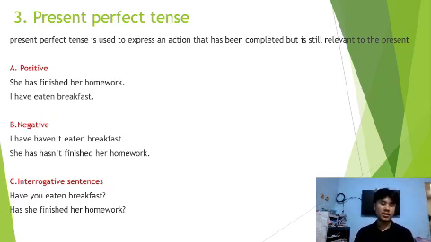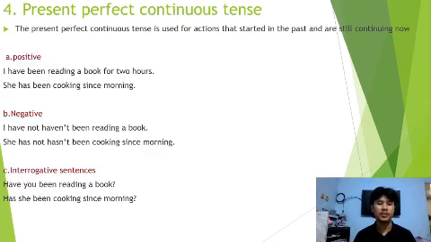Interrogative sentence: Have you eaten breakfast? Has she finished her homework? Then for the next is present perfect continuous tense. The present perfect continuous tense is used for actions that started in the past and are still continuing now. For example, positive sentence: I have been reading a book for 2 hours. She has been cooking since morning.